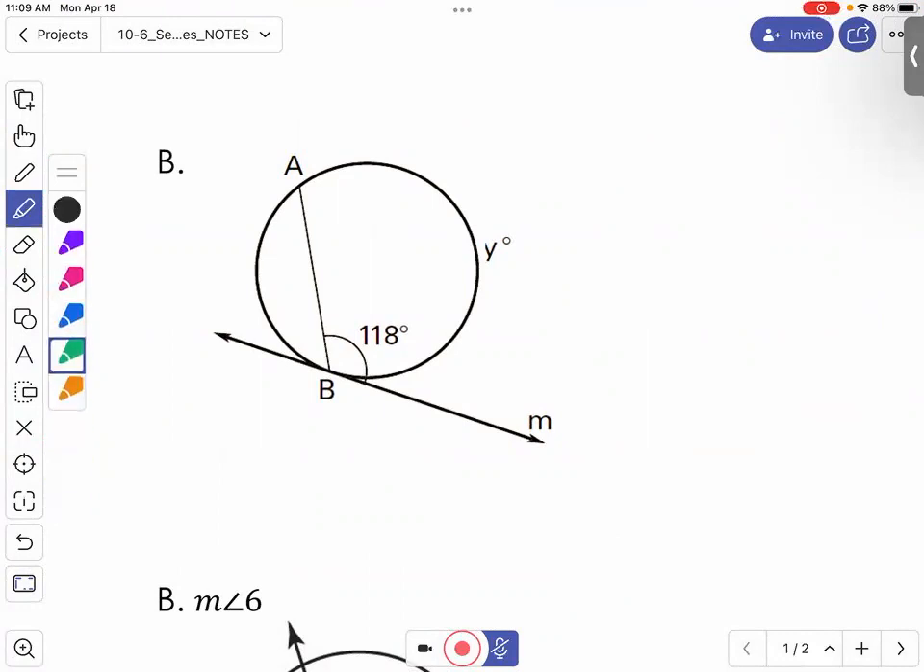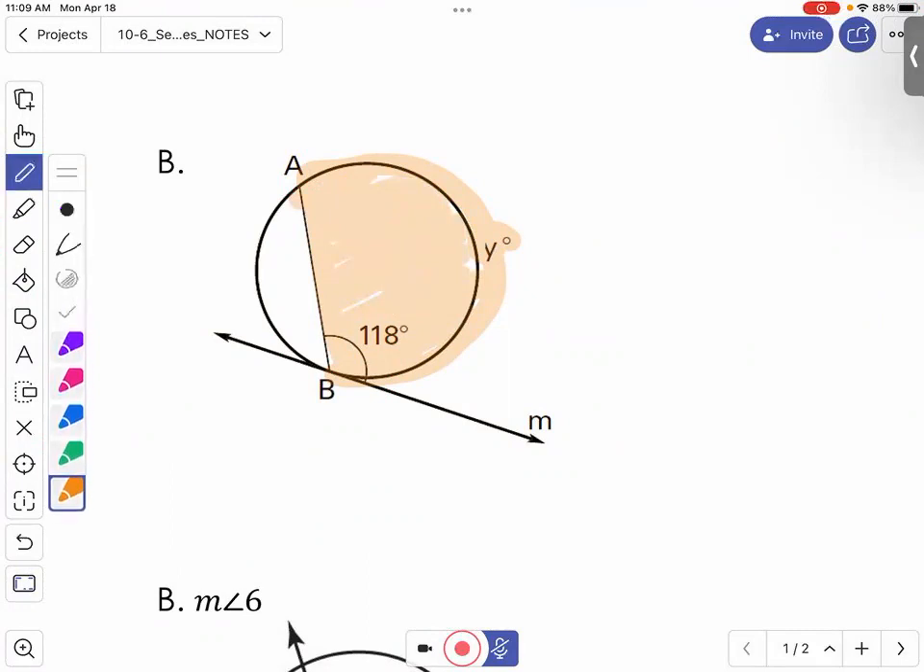This time we are looking for the y, which happens to be an arc of the circle. So that means I need to find the angle that's cutting out that section of arc. So follow that chord down. That is my angle, 118.